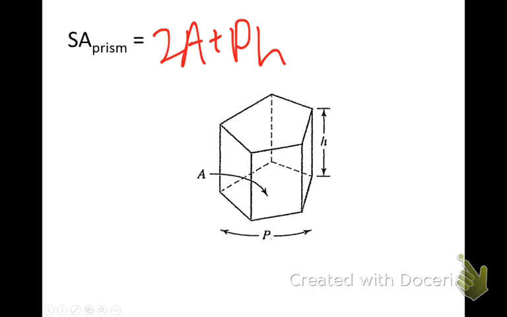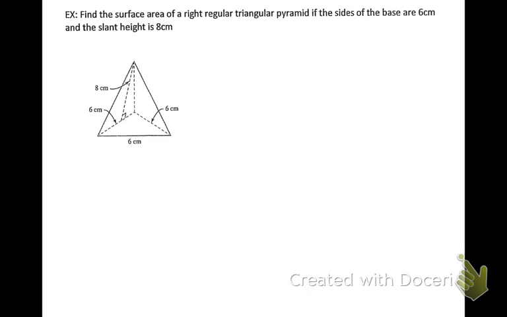No questions, okay? Find the surface area of a right regular triangular pyramid, if the sides of the base are 6 and the slant height is 8 centimeters.